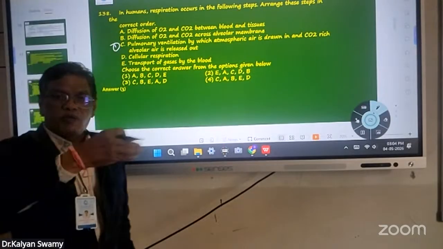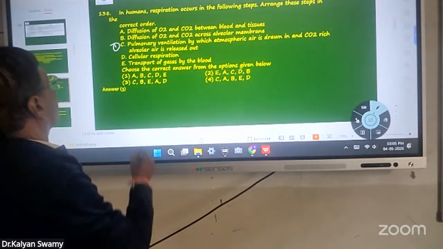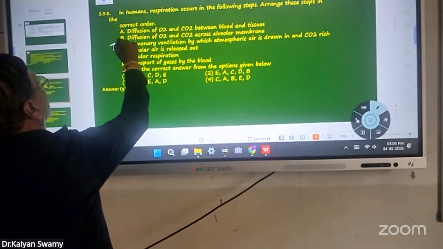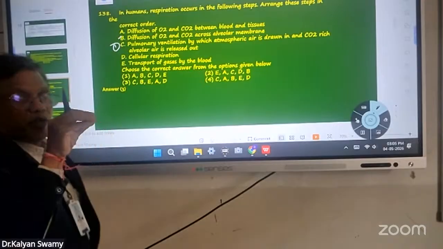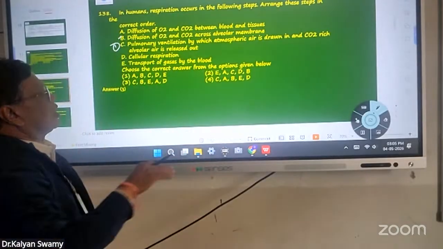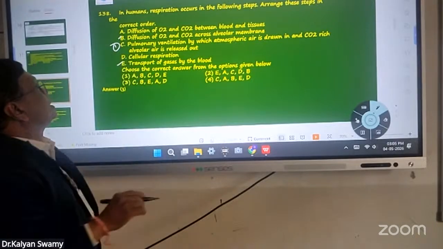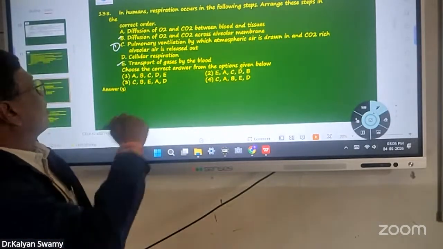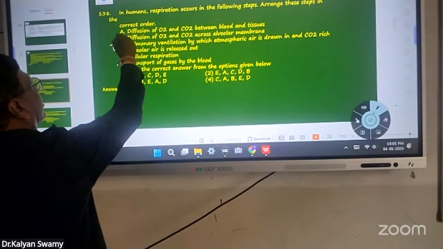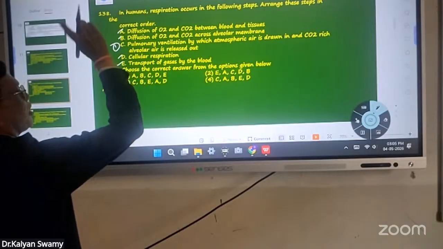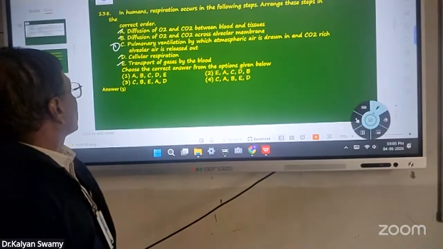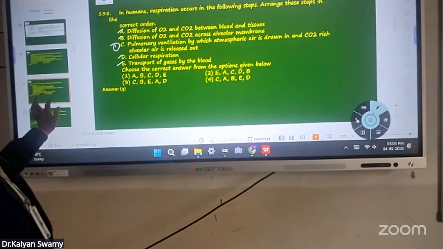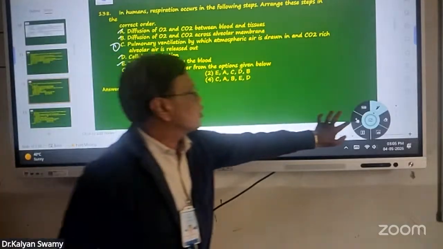Then after that, diffusion of oxygen into the blood and release of carbon dioxide, exchange of gases across the alveolar membrane. After that, that should be transported to the tissue. That is done by the blood, transport by blood. Then, after reaching the tissues, diffusion of oxygen into the tissue and uptake of carbon dioxide, diffusion of CO2 between the blood and tissue. And finally, cellular respiration that takes place inside the mitochondria of the cell. That is C, D, E, A, D. Then coming to next question.